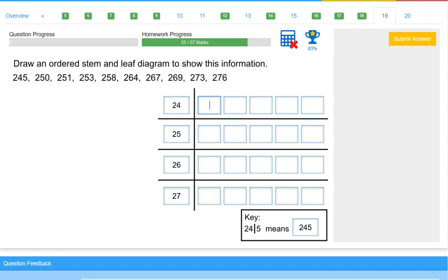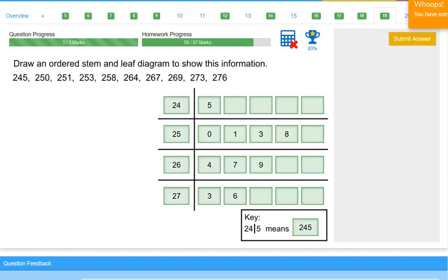It looks like they are in order. So 245, 250, 251, 253, 258, 264, 267, 269, 273, and 276. There we go. Question 20.